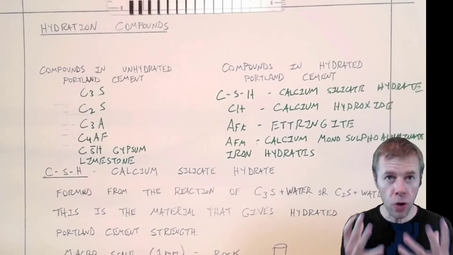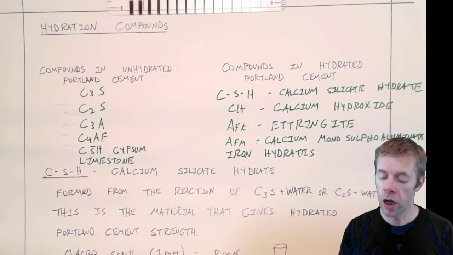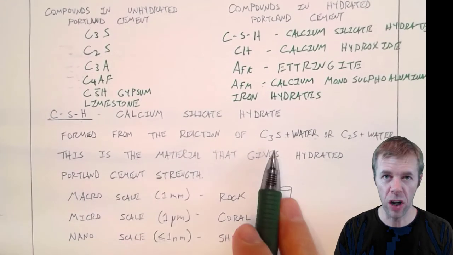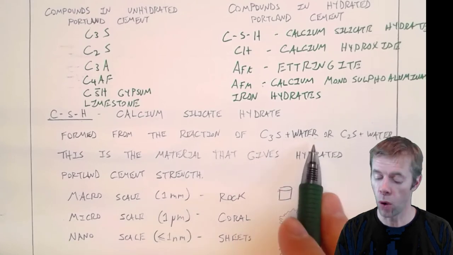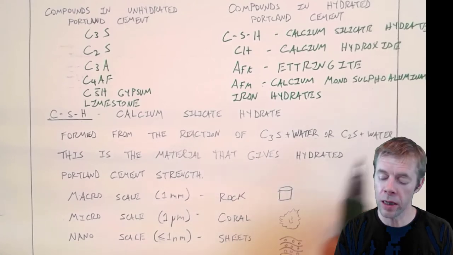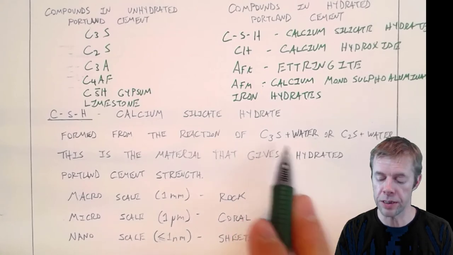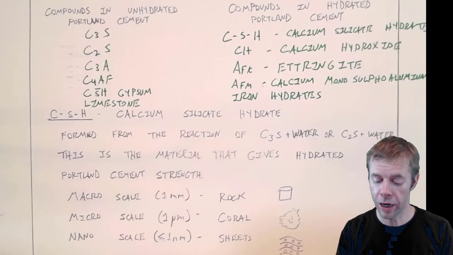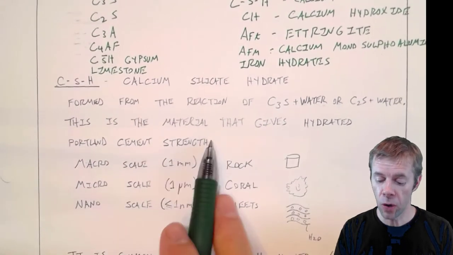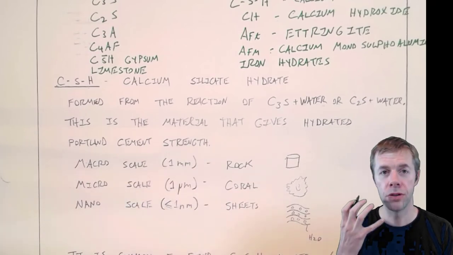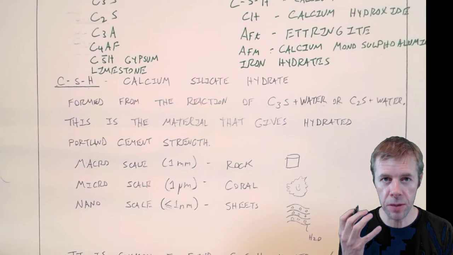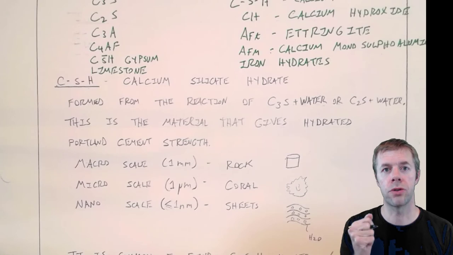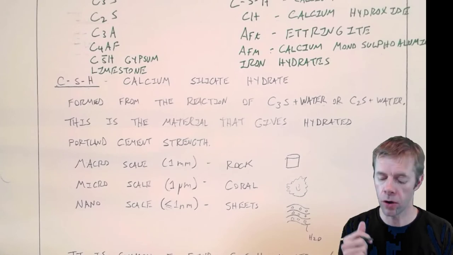Okay? Start out with CSH, calcium silicate hydrate. Calcium silicate hydrate is formed from the reaction of C3S and water, or C2S and water. We in modern cements have way more C3S than we do C2S. But both of them form calcium silicate hydrate. And this is the material that gives hydrated Portland cement its strength. This is the material that keeps the outside nasties from getting in. This is the workhorse, the main building block of modern concrete.